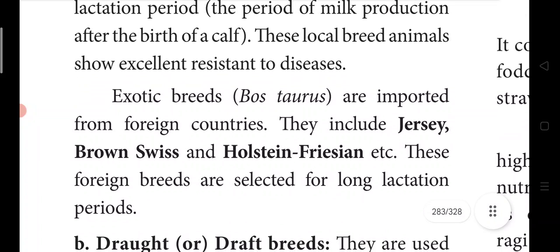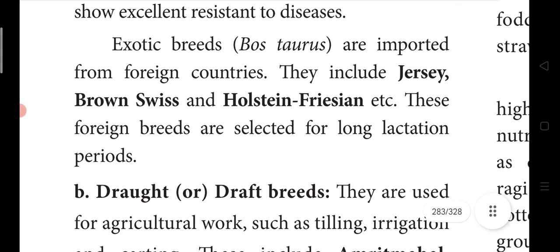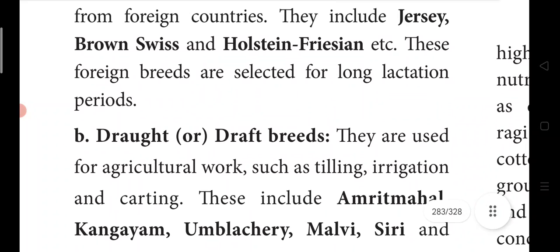Exotic breeds, that is Bos taurus, are imported from foreign countries, which means they are imported only for milking purposes from countries like Switzerland. They have imported a few breeds. They include Jersey, Brown Swiss, Holstein, Friesian, etc. These foreign breeds are selected for long lactation periods, which means they will produce a larger amount of milk.